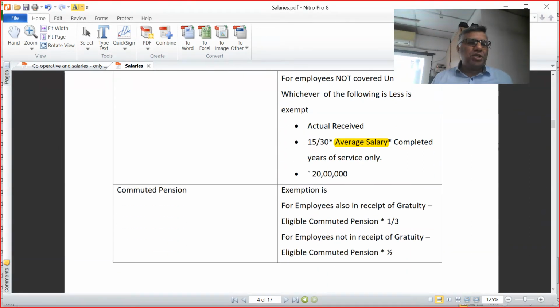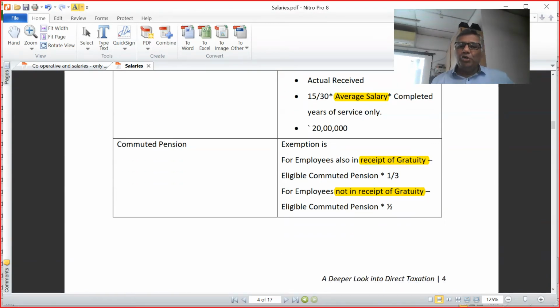Commuted pension depends upon whether you are in receipt of gratuity or not. In receipt of gratuity, eligible commuted pension into 1 by 3, not actual commuted. Whatever you are eligible to, into 1 by 3. If you are not receiving gratuity, I give you more exemption, into 1 by 2.